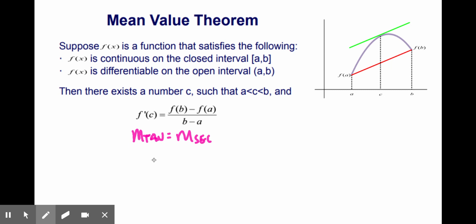Okay, you can also say a rock equals I rock. That's really what the mean value theorem is all about. A rock equals I rock. Average rate of change equals instantaneous rate of change.